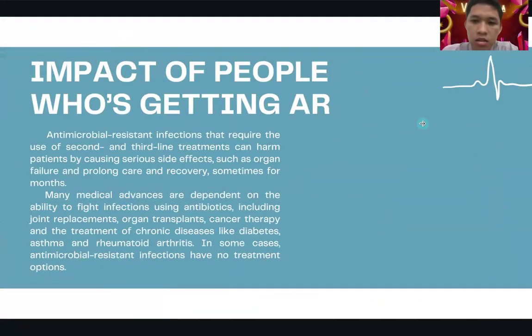Okay, next, let's talk about the impact of antibiotic resistance. Resistance to even one antibiotic or antifungal drug can mean serious problems. For example, antimicrobial resistant infections that require the use of second and third line treatments can harm patients by causing serious side effects, such as organ failure and prolonged care and recovery, sometimes for months. Many medical advances are dependent on the ability to fight infection using antibiotics, including joint replacement, organ transplants, cancer therapy, and the treatment of chronic diseases like diabetes, asthma, and rheumatoid arthritis. In some cases, antimicrobial resistant infections have no treatment options.